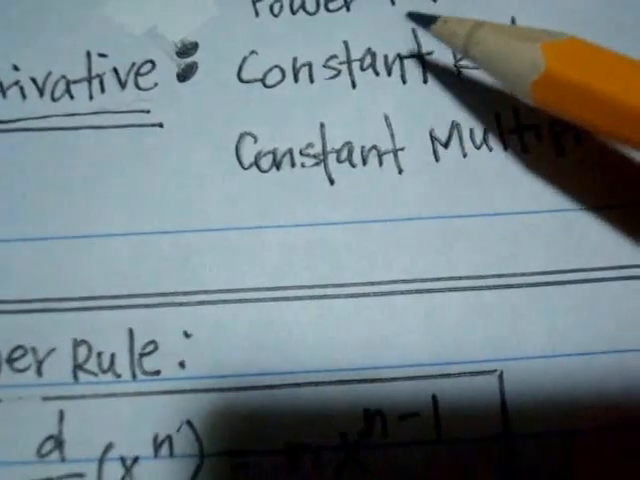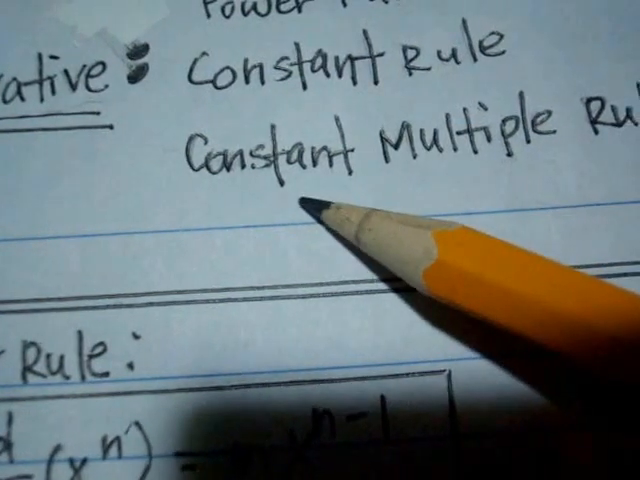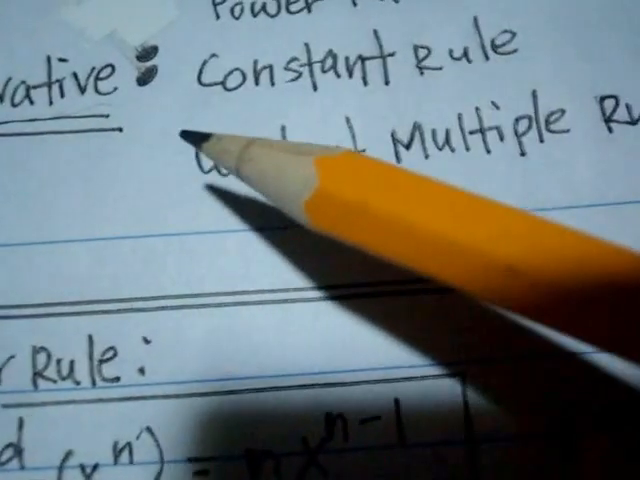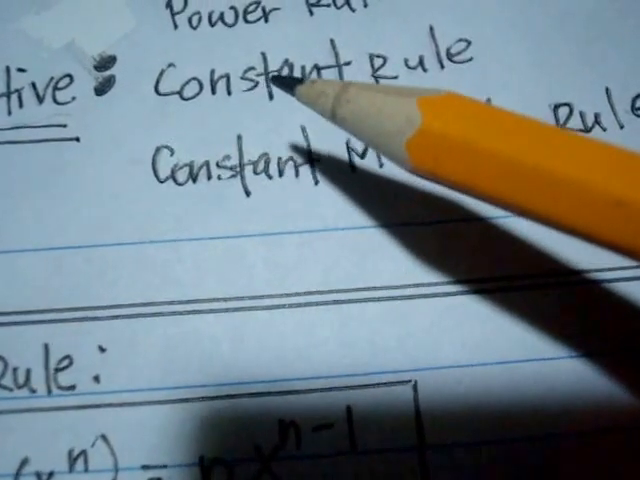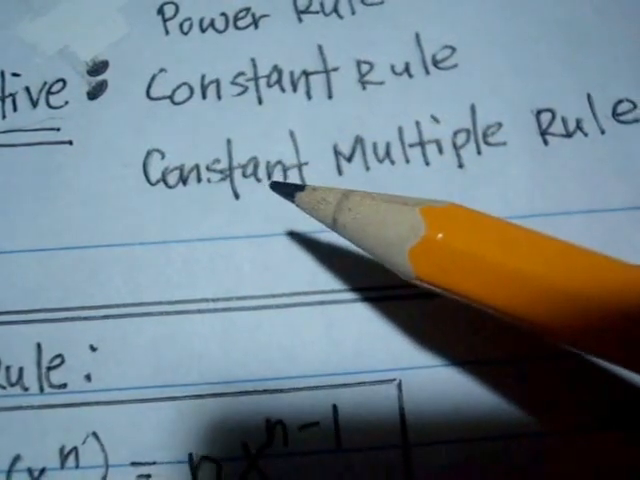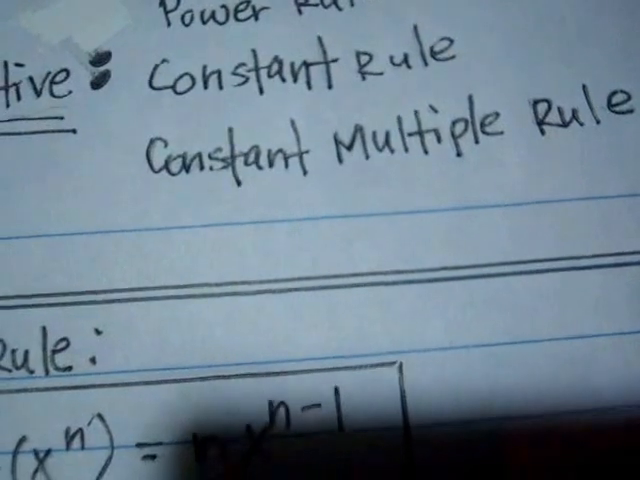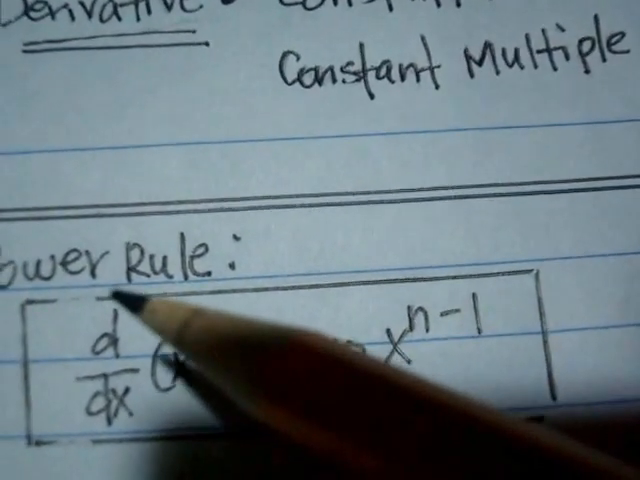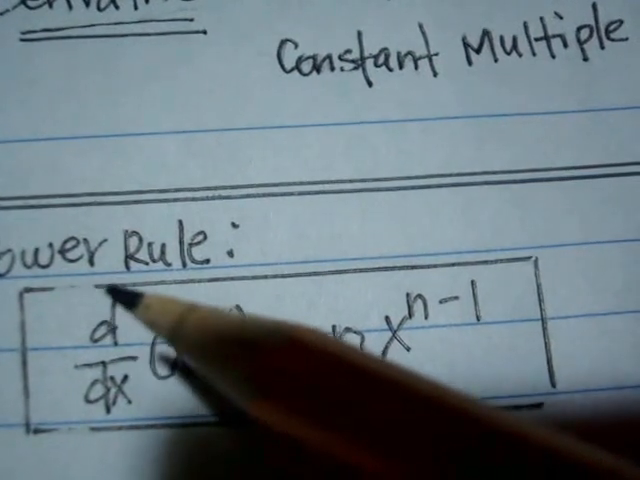Derivative, power rule, constant multiple rule. These are the very first three rules for the derivative, and it's very important to distinguish them so that when you do the calculation, it will be correct. Let's talk about the first rule of the derivative, which is called the power rule.